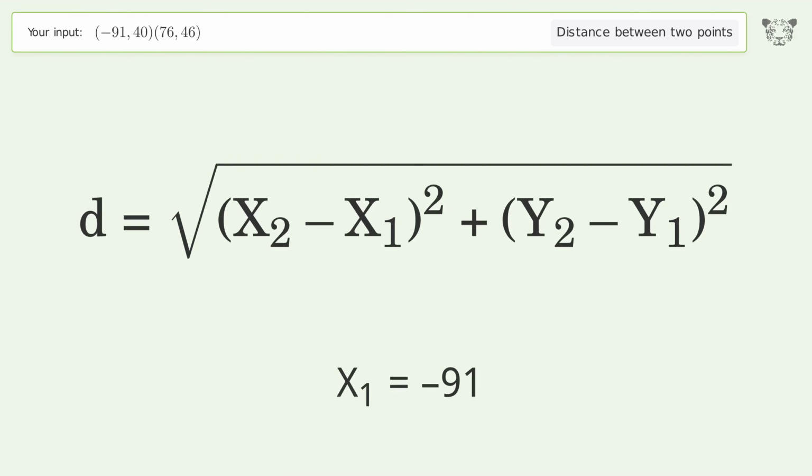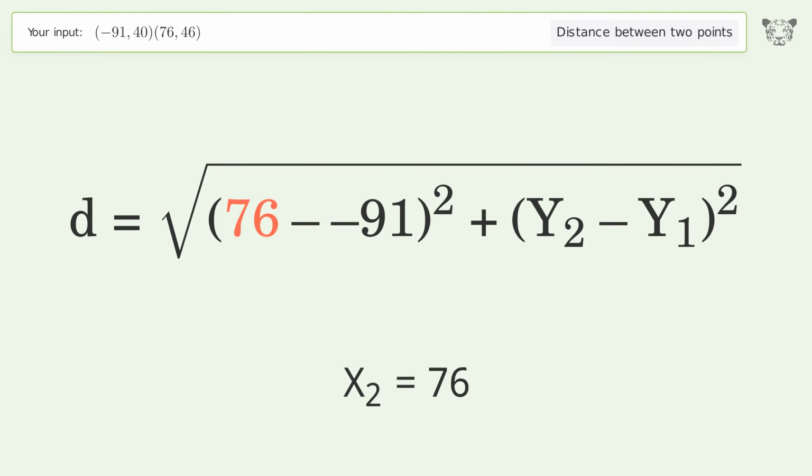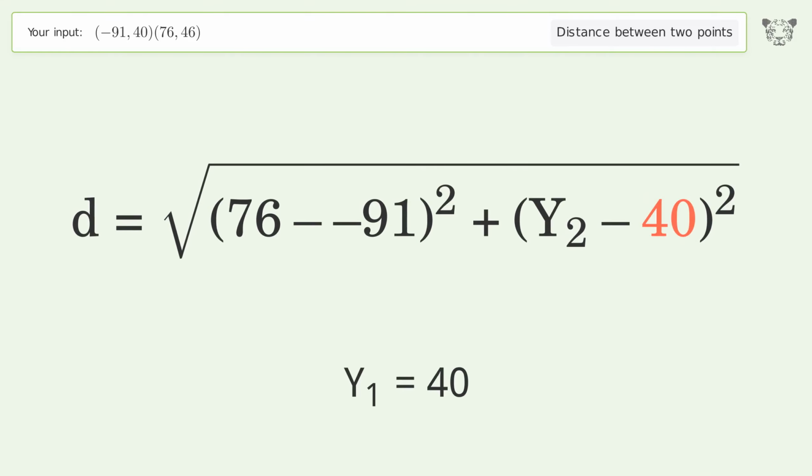x1 equals -91. x2 equals 76. y1 equals 40. y2 equals 46.